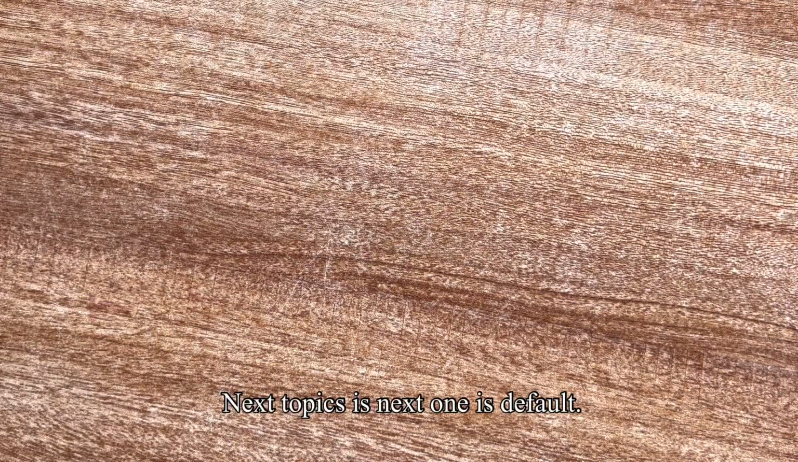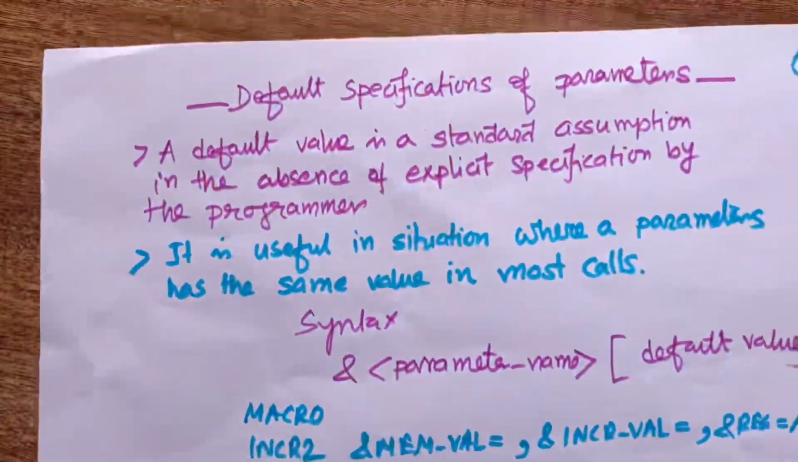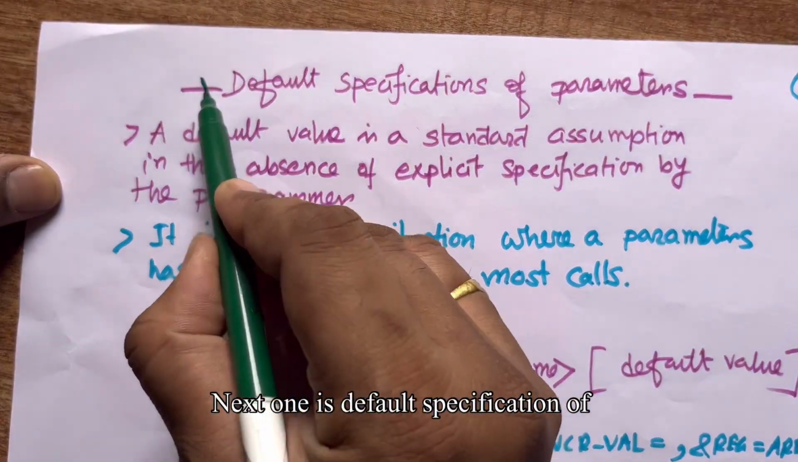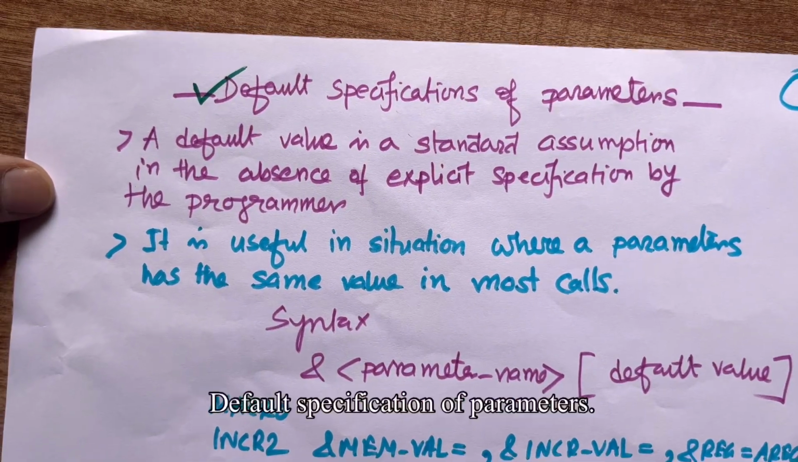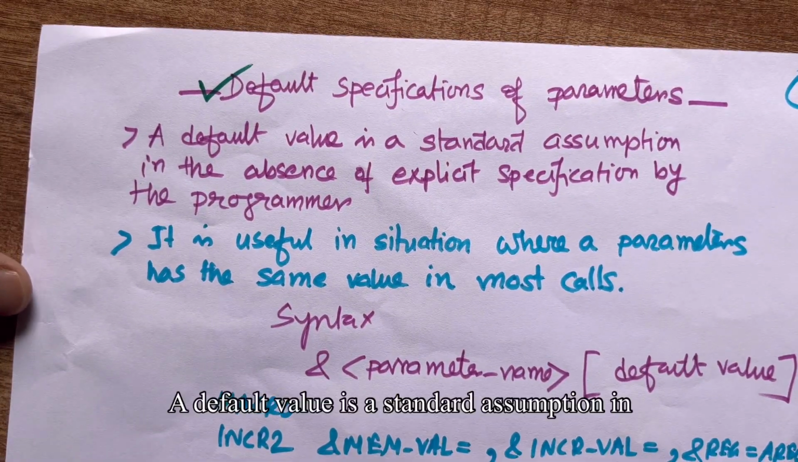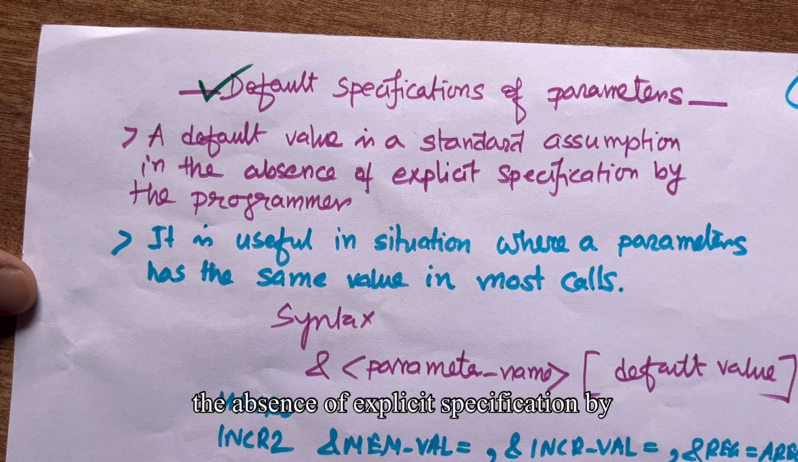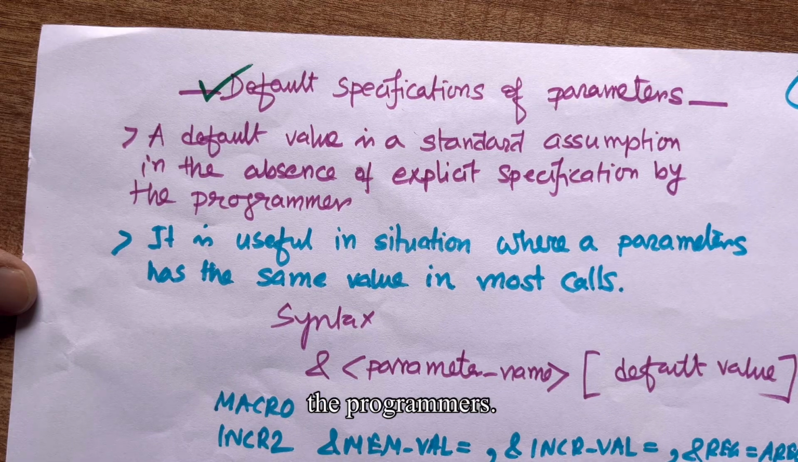Next one is default specification of parameters. A default value is a standard assumption in the absence of explicit specification by the programmer.